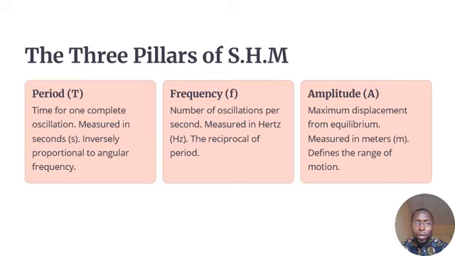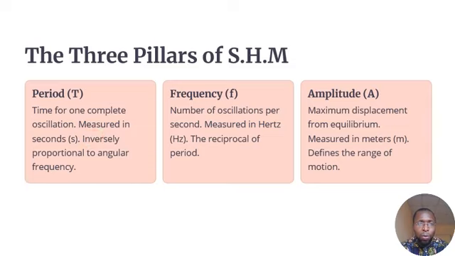So we're going to start with the definition of these parameters in simple harmonic motion. When we say period, what does period really mean? Now, period is time. The time taken for one complete oscillation to take place. Okay? The time taken for one cycle in simple harmonic motion to take place.